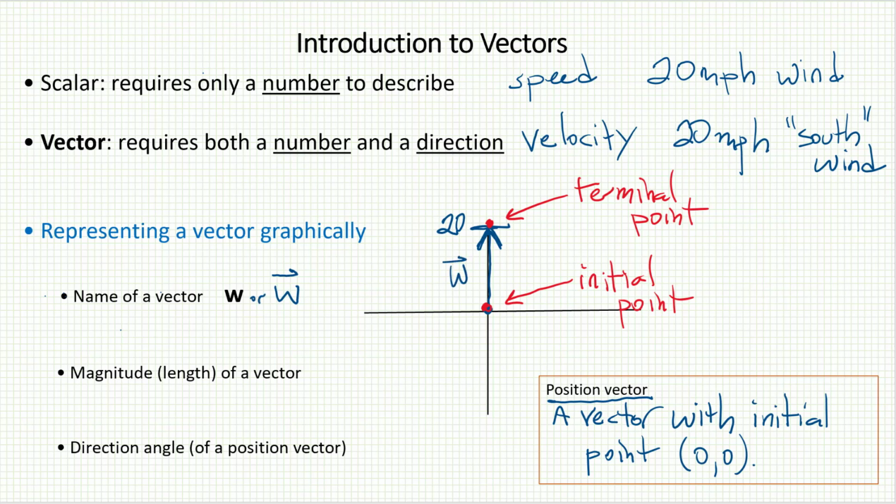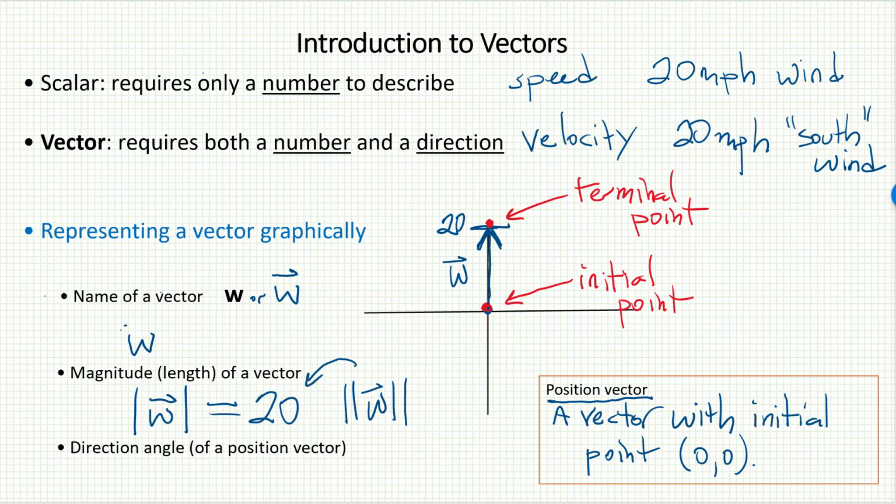Sometimes we just want to talk about the magnitude of the vector, the length of it. And in that situation, we use vertical bars around the vector name. So this means the length of vector W, which would of course be 20. You may also see double bars. Sometimes that notation is used, and that simply refers to the same thing.